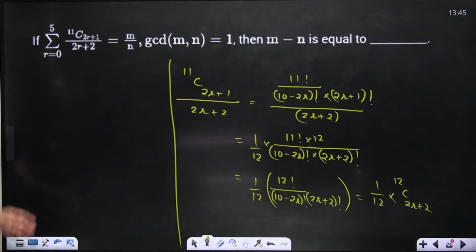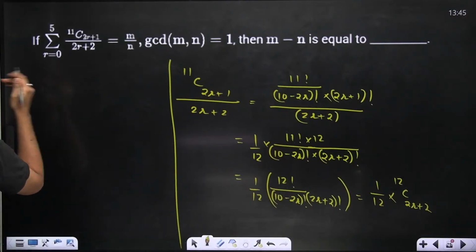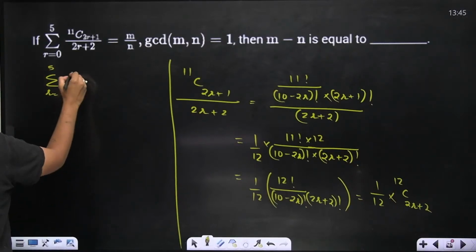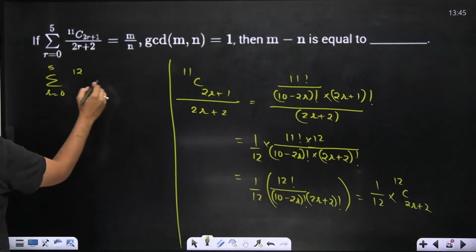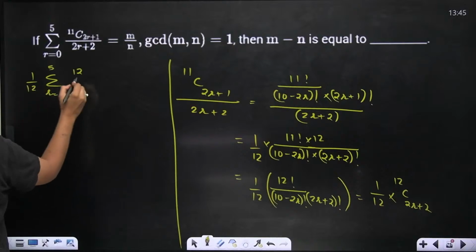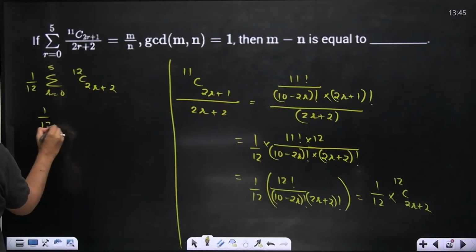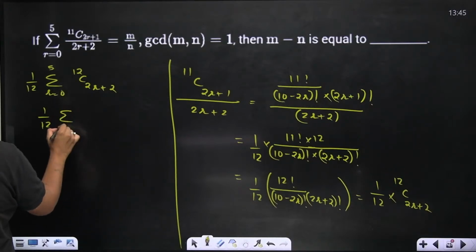If you follow this, then now you will be able to solve it very easily. Why am I saying you will be able to solve it very easily? Summation of r equal to 0 to 5. Correct? This is what we solved it as, and 1 by 12 we will take out common, 12C(2r plus 2). Right? So this is 1 by 12 common again, summation from 0 to 5.